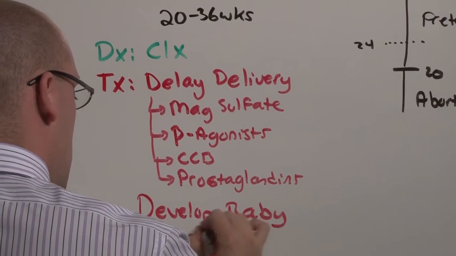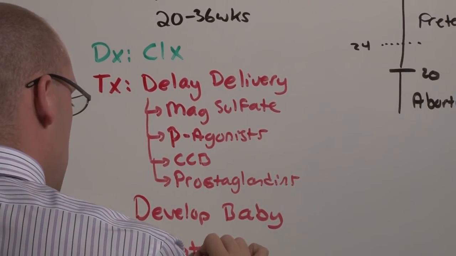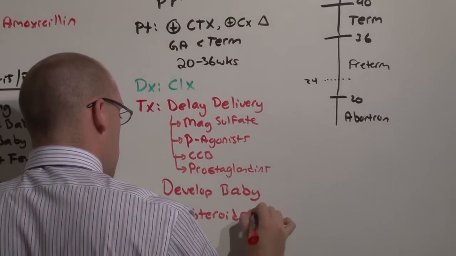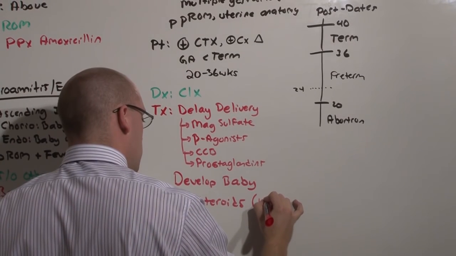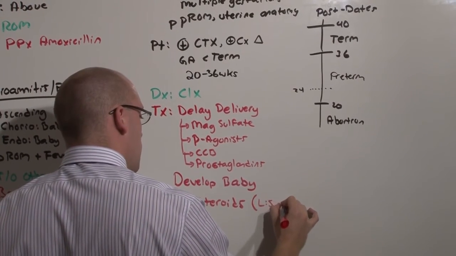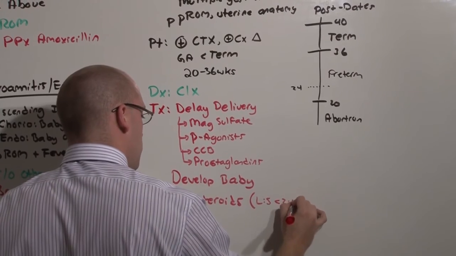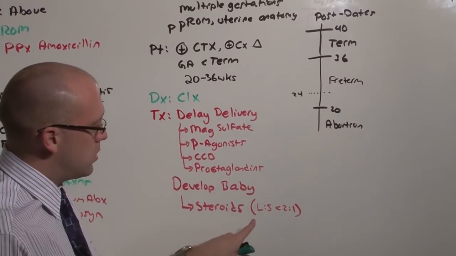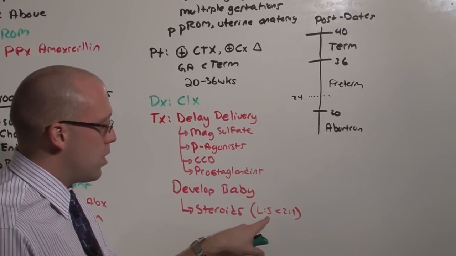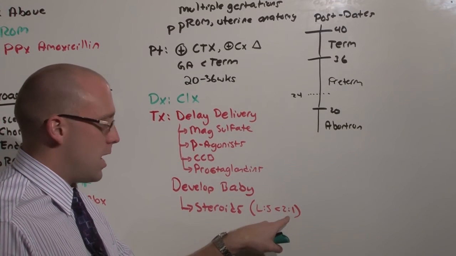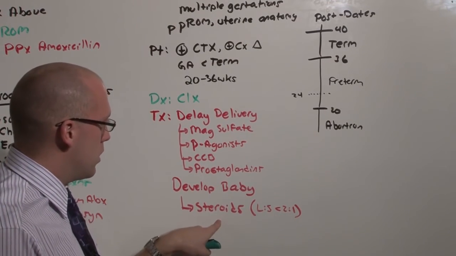And the goal is the lungs. Give mom steroids, especially if the lecithin to sphingomyelin ratio is less than 2:1. If you get some amniocentesis, get some amniotic fluid, and identify that baby's not ready, give them steroids.